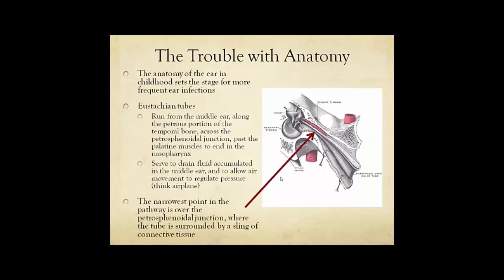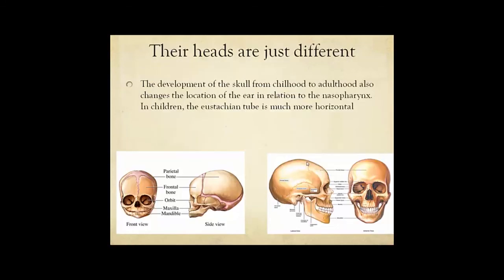The narrowest point of this pathway is over this petrous-sphenoidal junction, where the tube is surrounded by a sling of connective tissue. So it's a common area for a lot of tension to really get hung up. Thinking about this, a lot of myofascial and cranial strains through this area can really impede the function of the eustachian tube. Overall, the heads of kids are just different.